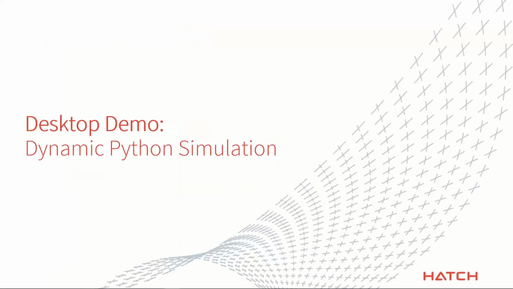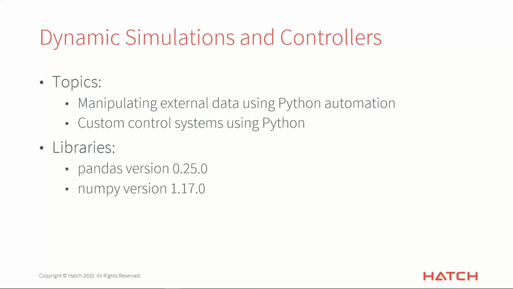So with all of that out of the way, let's now actually look at a demonstration of how you can use Python to drive a dynamic GPSX simulation. In this first demonstration, the main takeaways we want are, first, how you can manipulate external data using Python automation. Now, GPSX has the ability to read in files currently, but by using Python in addition to GPSX defaults, you can add in things like data cleaning and general formatting that you can do with Python rather than having to do it manually. Additionally, we're going to touch on some more custom and complex control systems that you could implement with Python that go beyond the default built-in objects in GPSX.